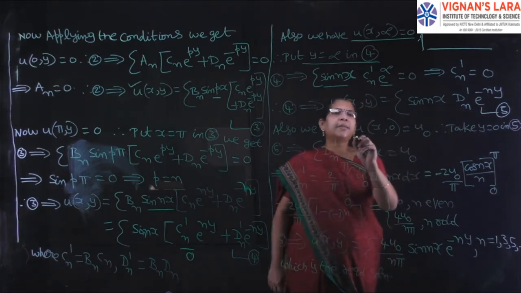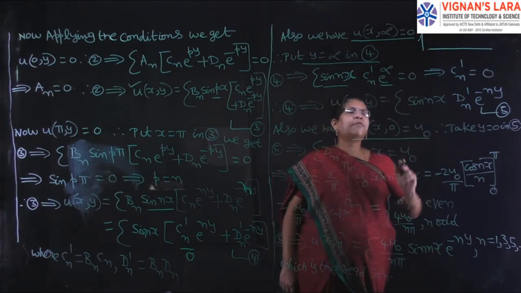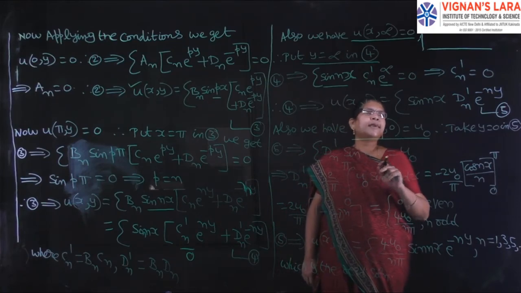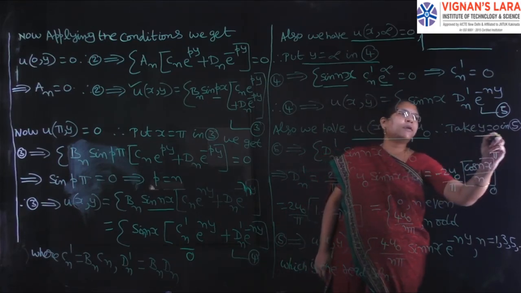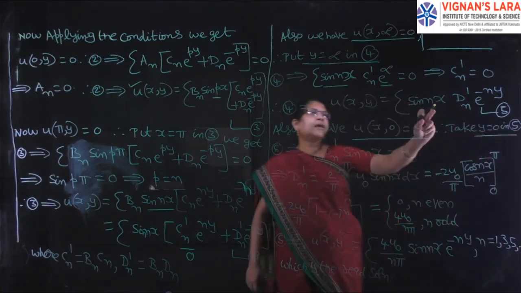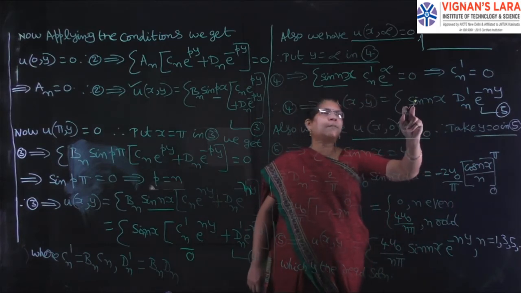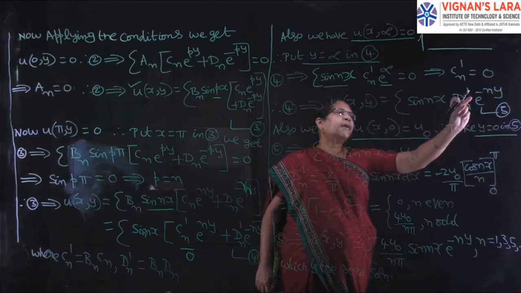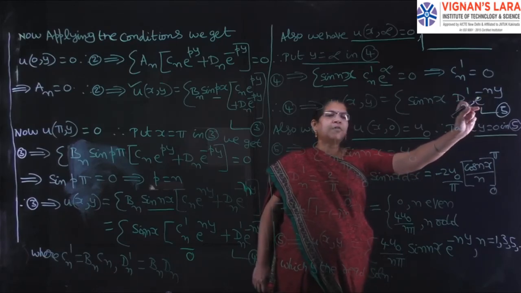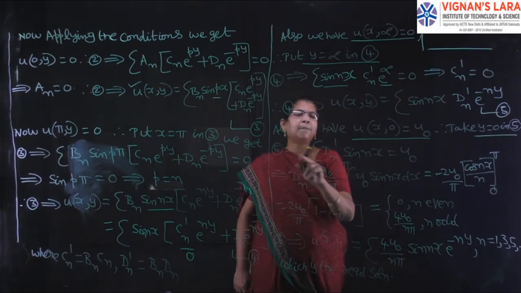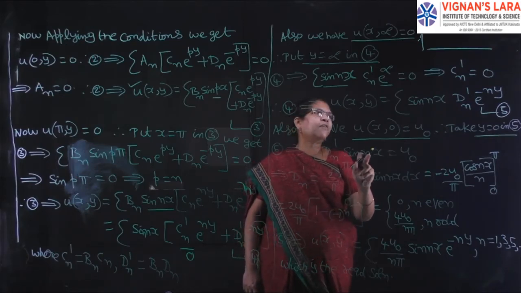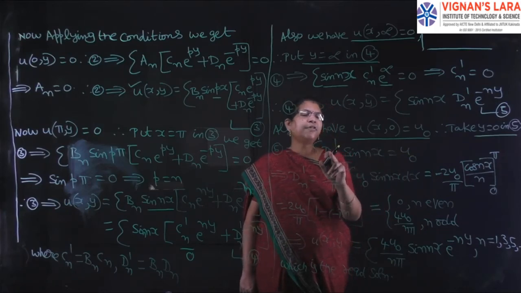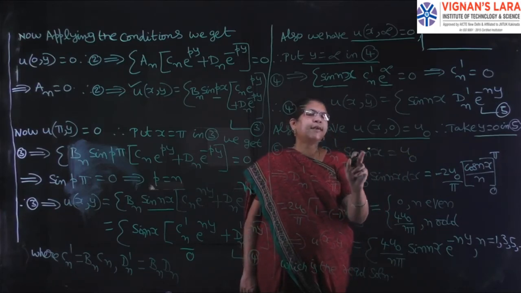Now what is another condition? U of x comma 0 equal to u naught. How will you get this condition? By taking y equal to 0 in equation number 5. If you take y equal to 0 in equation number 5, what will you get? Summation sin nx into Dn dash into e power minus 0, which is 1. So 5 implies summation Dn dash into sin nx equal to u naught. This is a half range Fourier sine series.